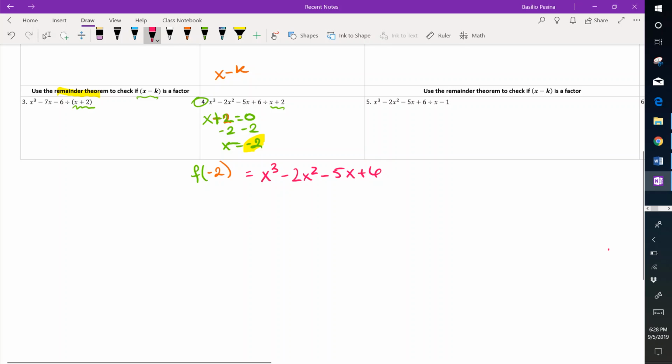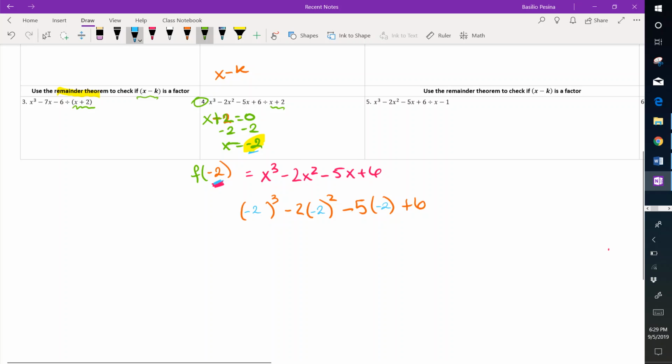So I'm going to write the equation again, but instead of writing x's, I'm going to replace it with this negative 2. So parentheses cubed, minus parentheses squared, minus 5 parentheses, plus 6. Inside those parentheses, I'm going to put this k value that I found, which is negative 2. So negative 2, negative 2, negative 2.